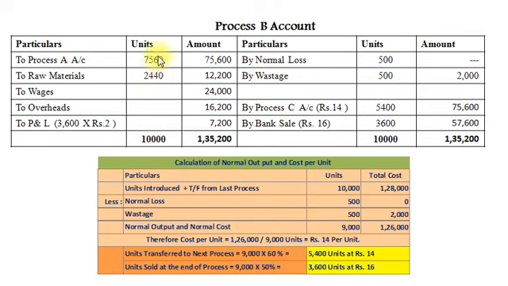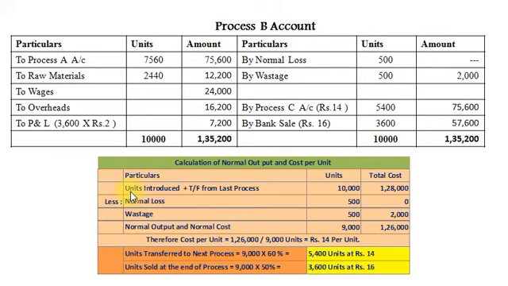And now out of 10,000, 500 normal loss and 500 wastage, that is 1,000, so total output 9,000 units, and out of 9,000, 60% unit transferred to process C, that would be 5,400, and remaining 3,600 units are sold directly from the process B. So now we will work out total cost of 9,000 units.